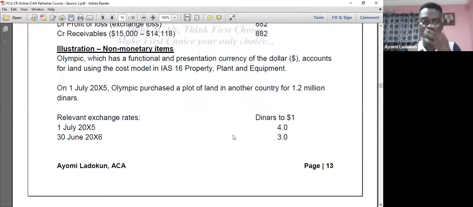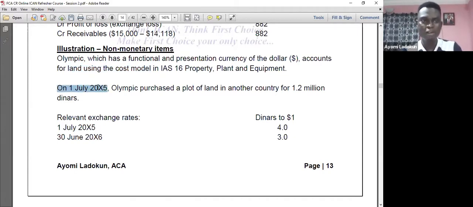So when I come to non-monetary items, let's find out. He said Olympic has a functional currency and presentation currency in dollars. Okay, account for land using cost model. So when I see that, since it's cost model, even though it's a non-monetary item, I will not retranslate.